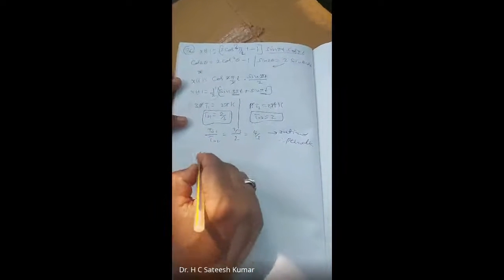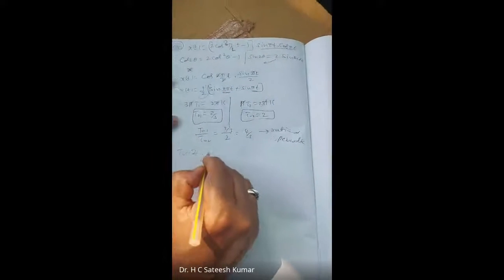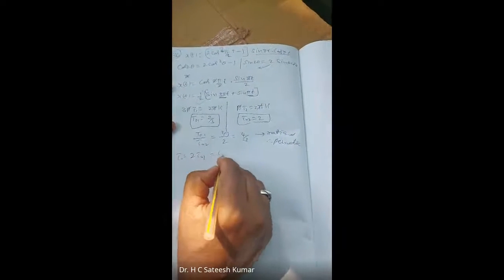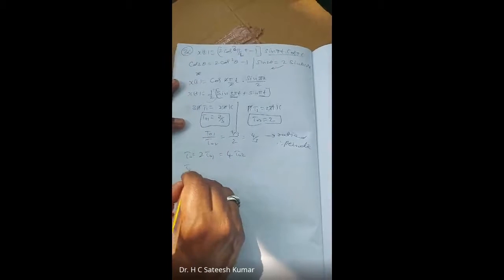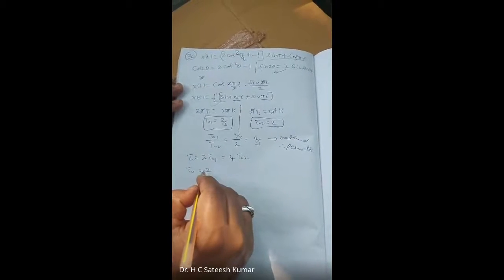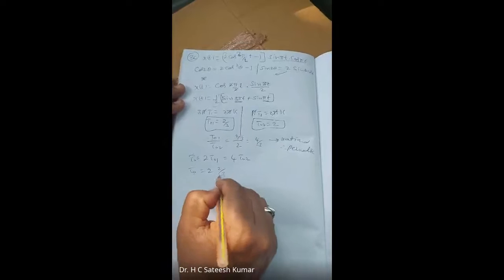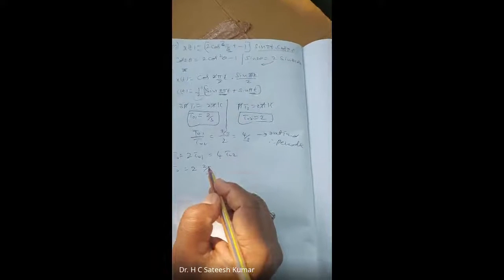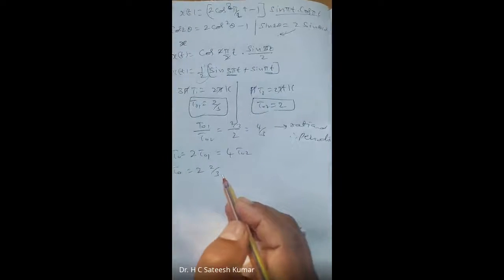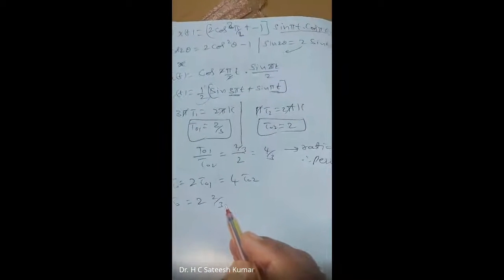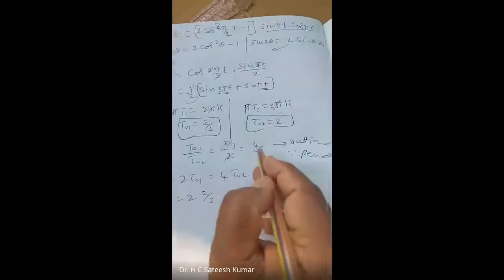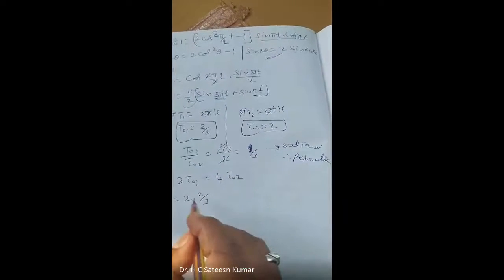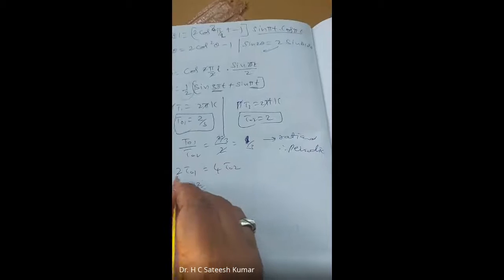Okay, cross multiply it. T naught is equal to 2 T naught 1, which is equal to 4 T naught 2. 2 by 3. Sir, that is not 4 by 3, sir. Huh? So that is not 4 by 3. Oh, sorry, you are right. So what will happen is this 2 gets cancelled, it is 1 by 3. You are right. 1 by 3, cross multiply it, 3 T naught 1.